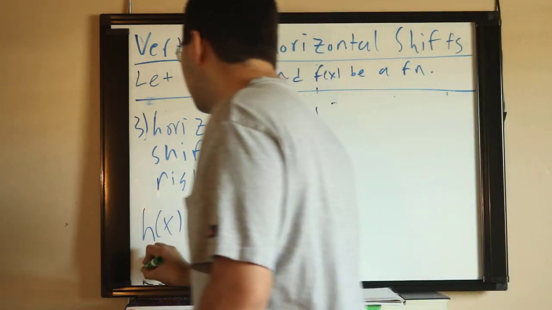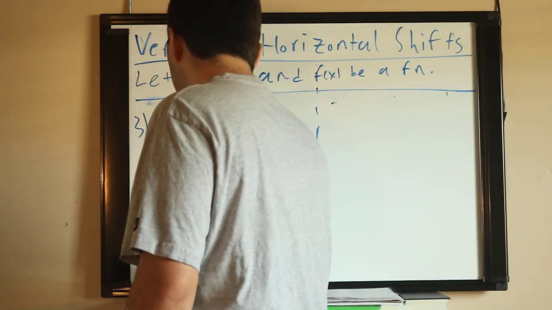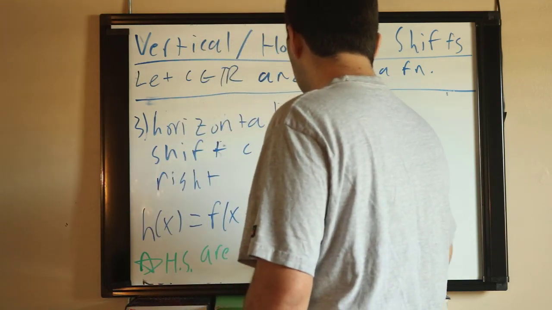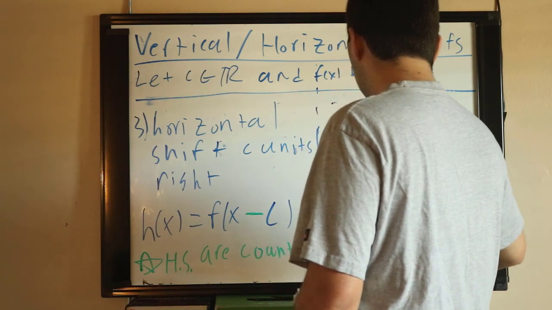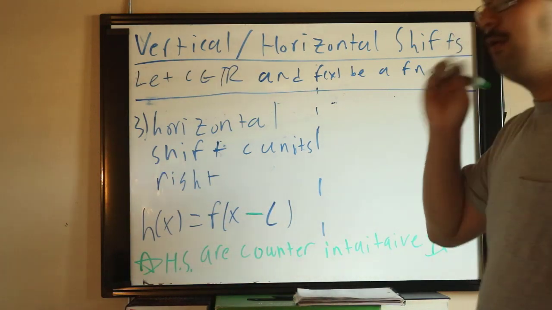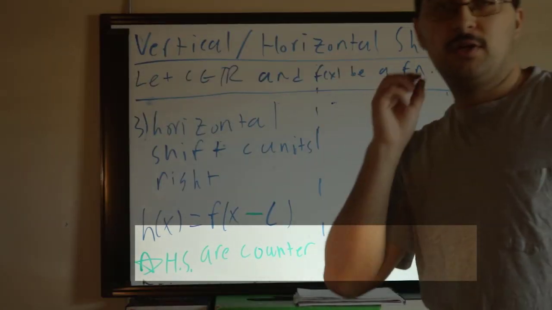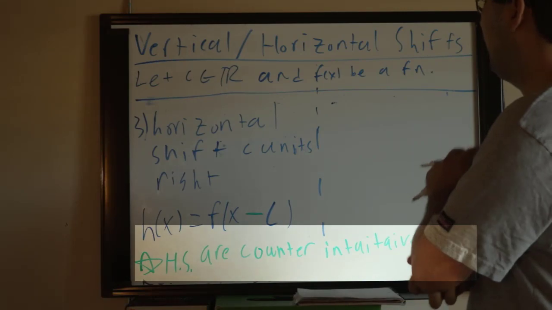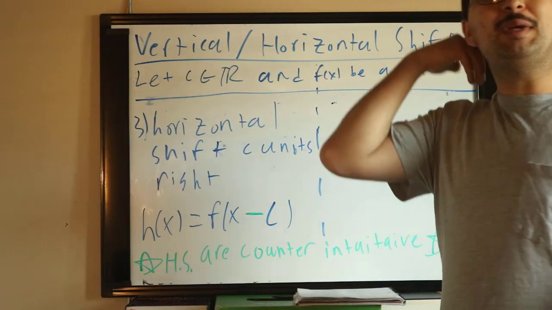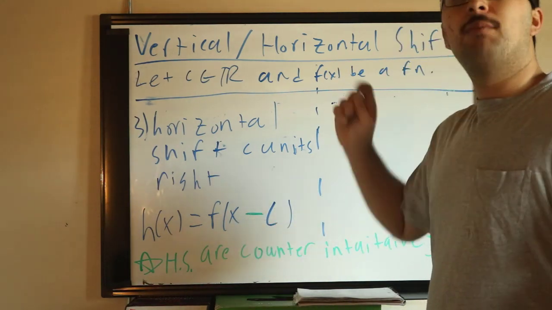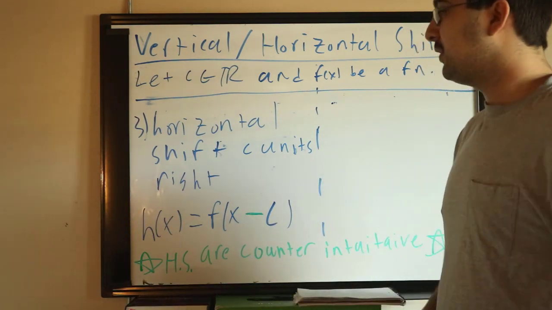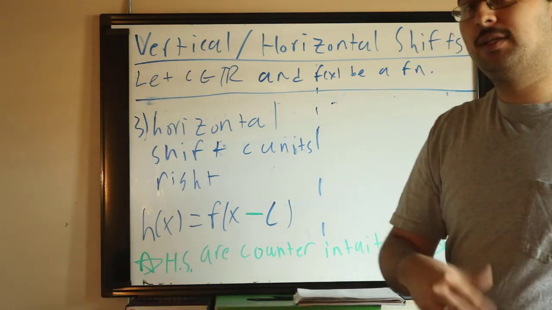Alright, so big idea here. Horizontal shifts are counterintuitive. Oh, I probably spelled intuitive wrong. Whatever, you get the point. Horizontal shifts are counterintuitive. Never forget that. Big point. So if I want to move my function to the right, I need to be altering the x directly, but counterintuitively, instead of adding, we will subtract. So that is a horizontal shift C units to the right.